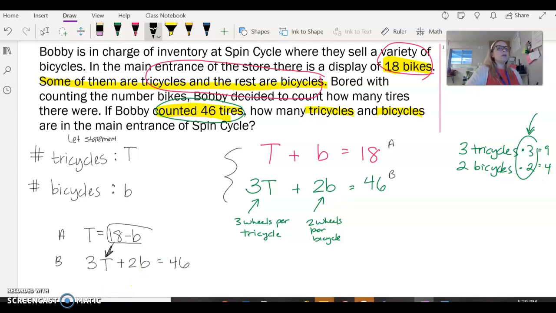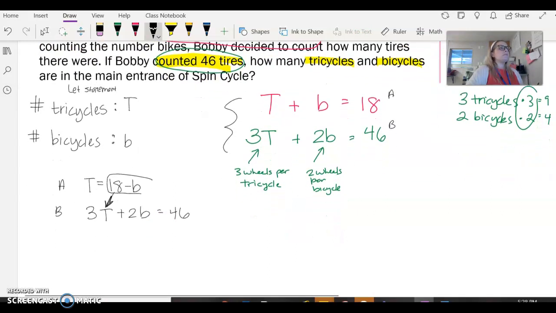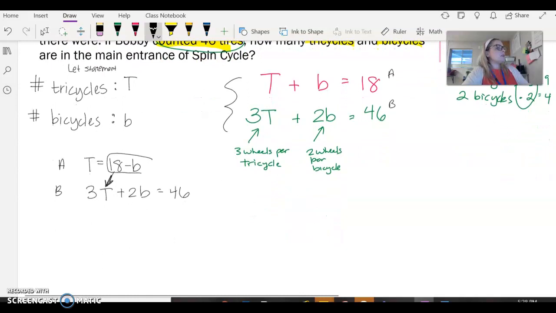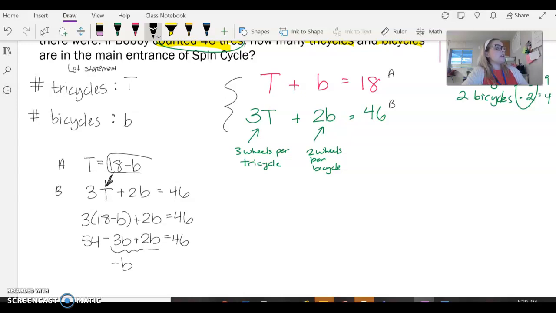Okay, so let me go ahead and scroll up on that. Okay, so here's my work. I got 3 times 18 minus b plus 2b equals 46. I'm going to go ahead and distribute. And I'm going to move that 54 to the other side and combine like terms. I get negative b equals negative 8. B equals 8.